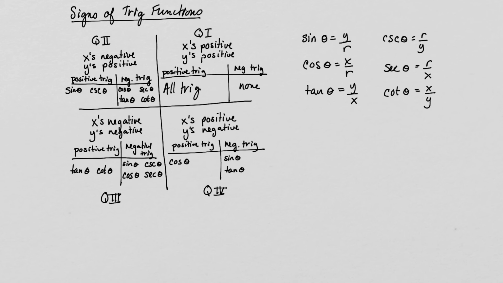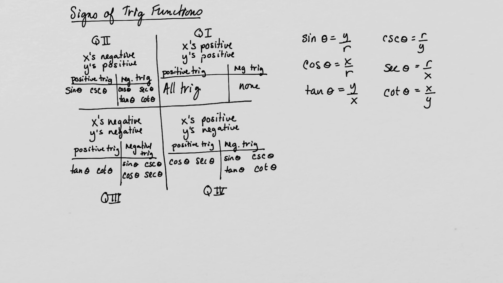And then again, if the cosine's positive, the secant is positive. If the sine is negative, the cosecant is negative. If the tangent is negative, the cotangent is negative. So that's where all these positive and negatives come from.